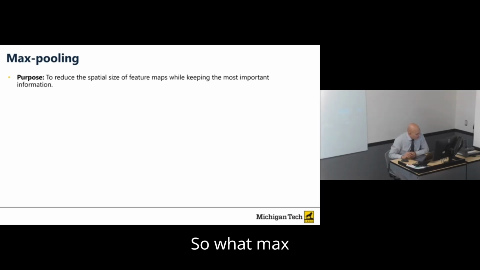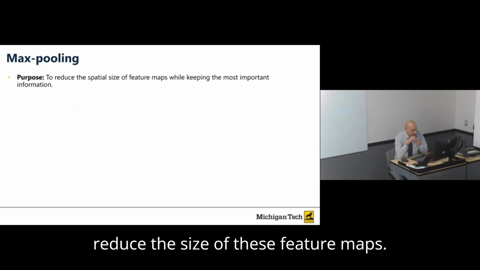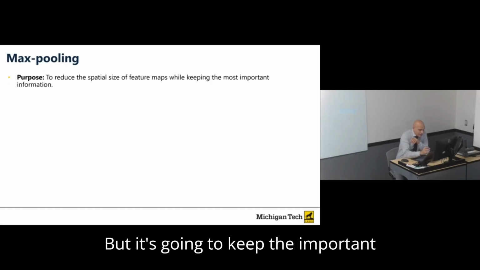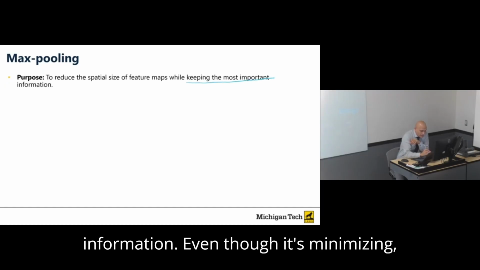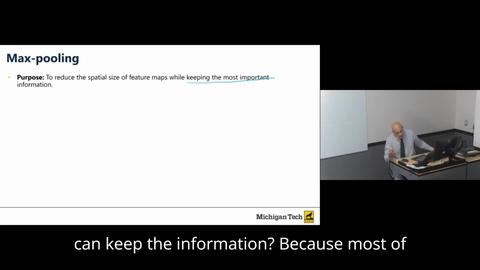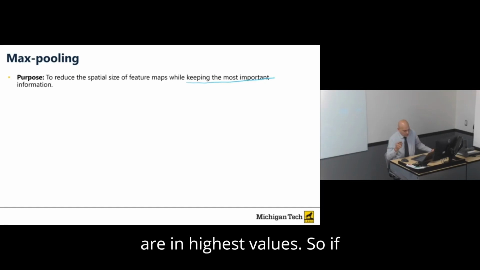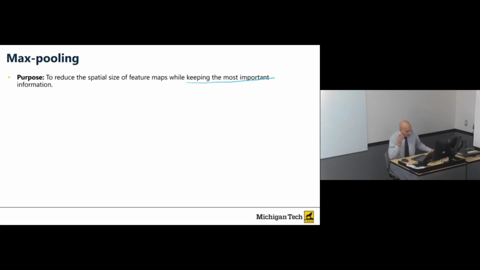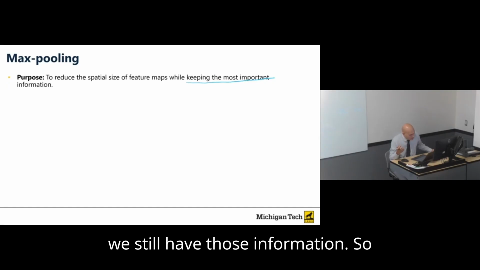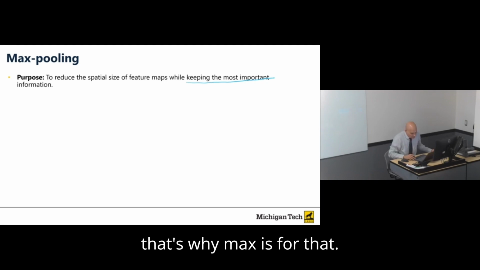So what max pooling does is reduce the spatial size, reduce the size of these feature maps. But it's going to keep the important information. Even though it's minimized, it still keeps the info. How can we keep the information? Because most of the important information is in the highest values. So if we keep those highest values, we still have that information. So that's why max is used.